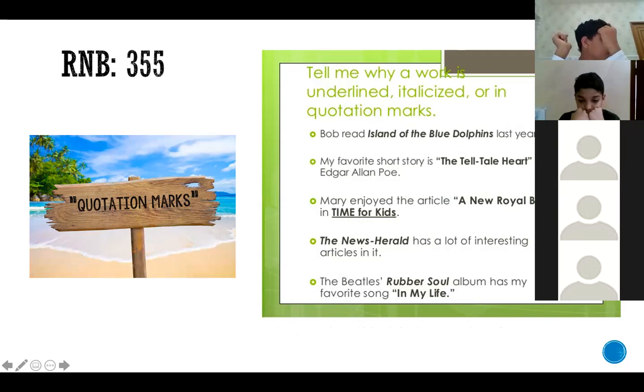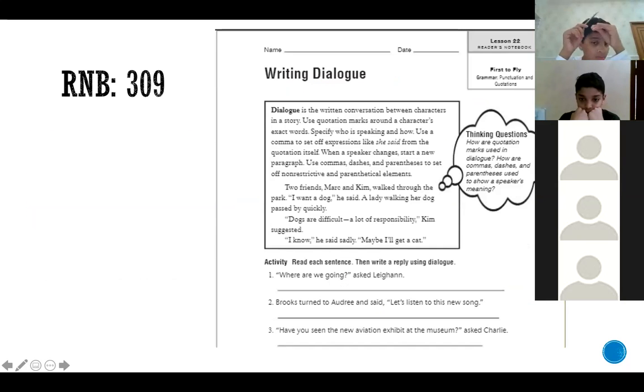Can you become Muhammad Abdullah? Can you become Lehan? And Turki can answer this question now. Turki, answer the question to Muhammad Abdullah. Muhammad, read again. Where are we going? Turki, answer this question. Where are we going? The mall. Just look up your answer.